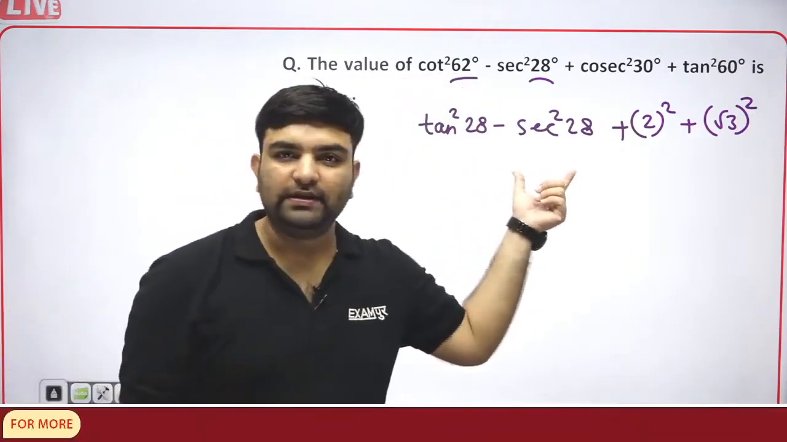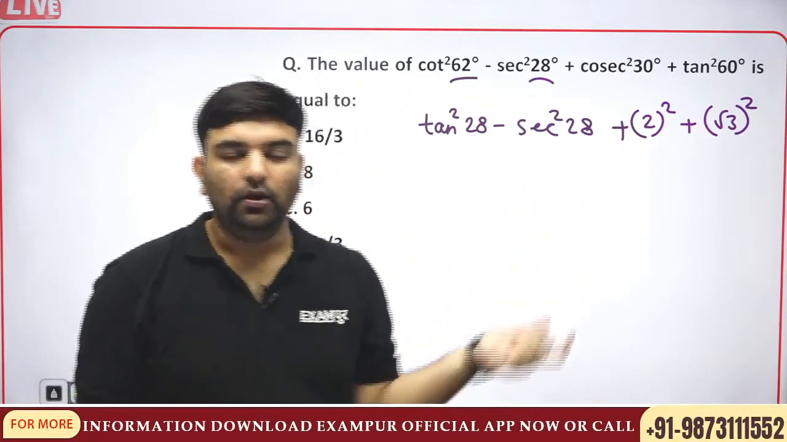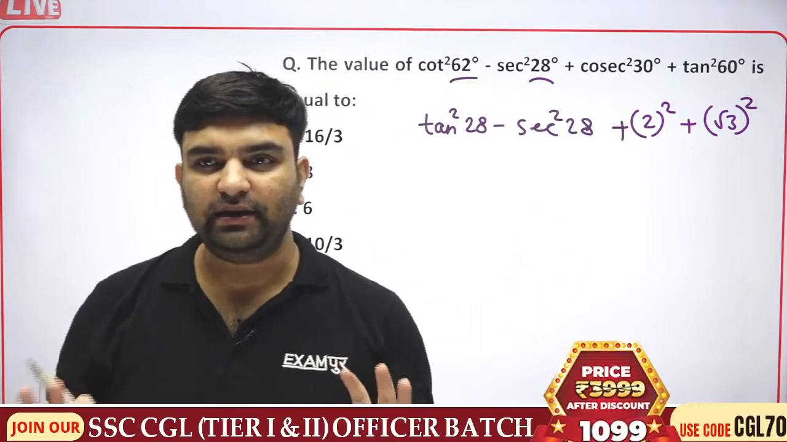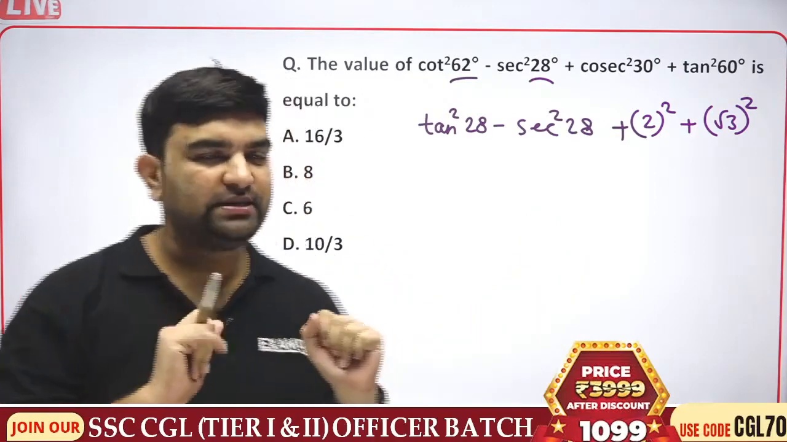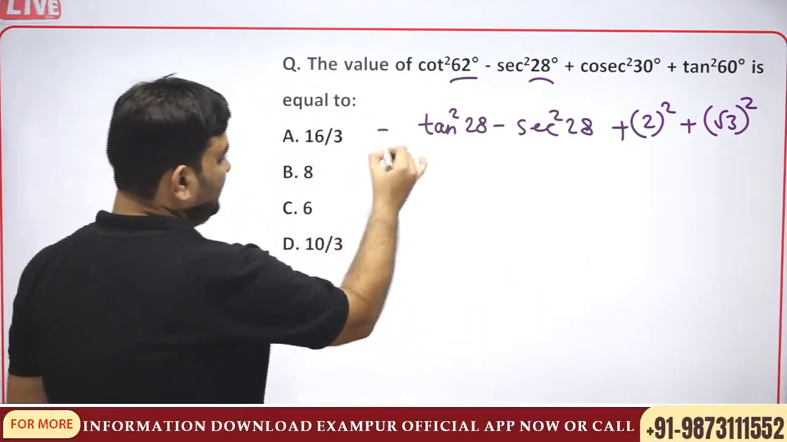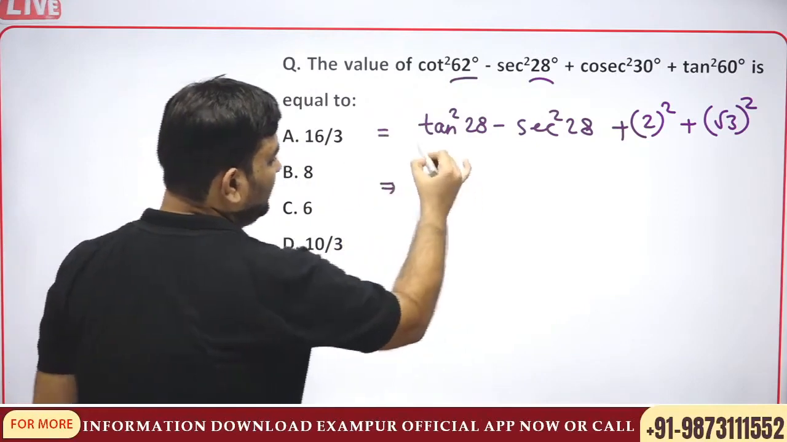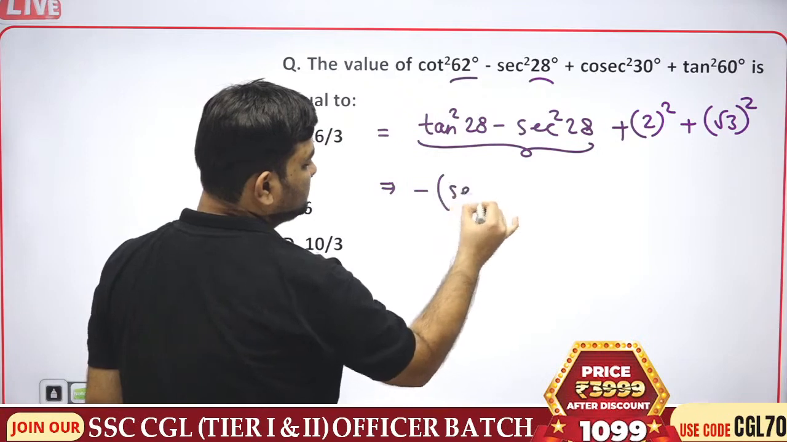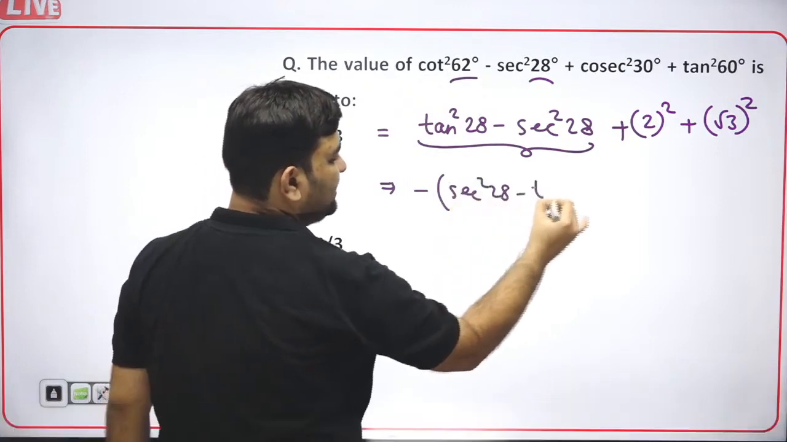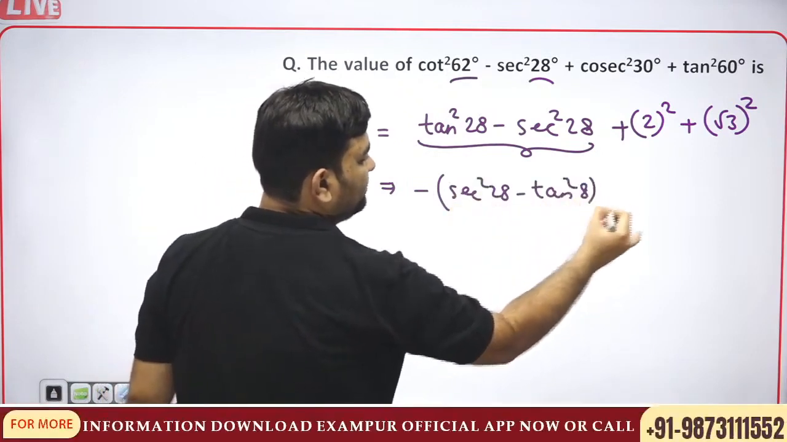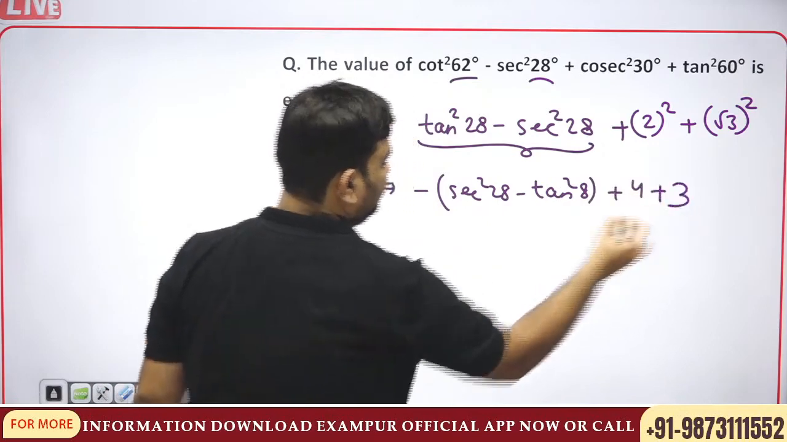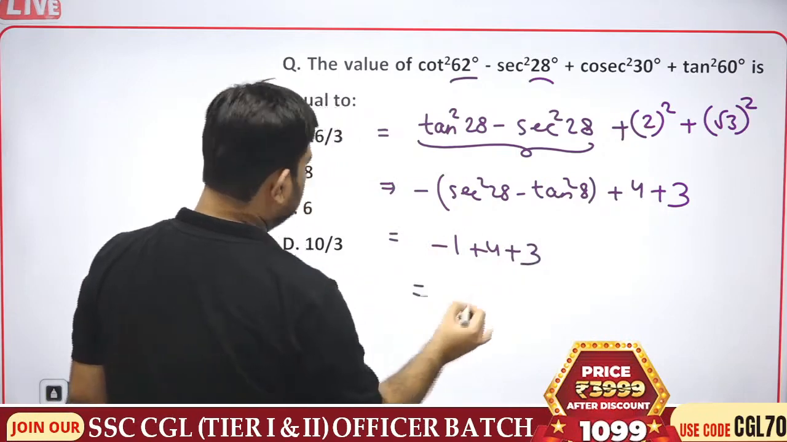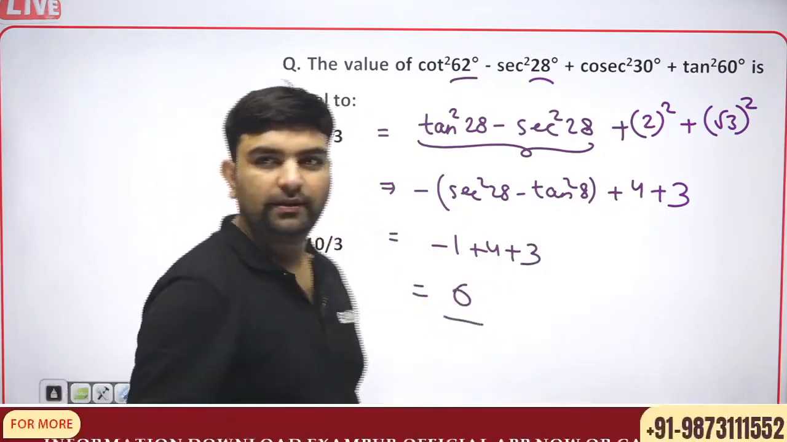Guys, what is the identity? Sec square theta minus tan square theta, or tan square theta minus sec square theta? The correct identity is sec square theta minus tan square theta. So tan square theta minus sec square theta is like the negative of the identity. So minus sec square 28 minus tan square 28, plus 4 plus 3. Minus 1 plus 4 plus 3. The answer is 6.